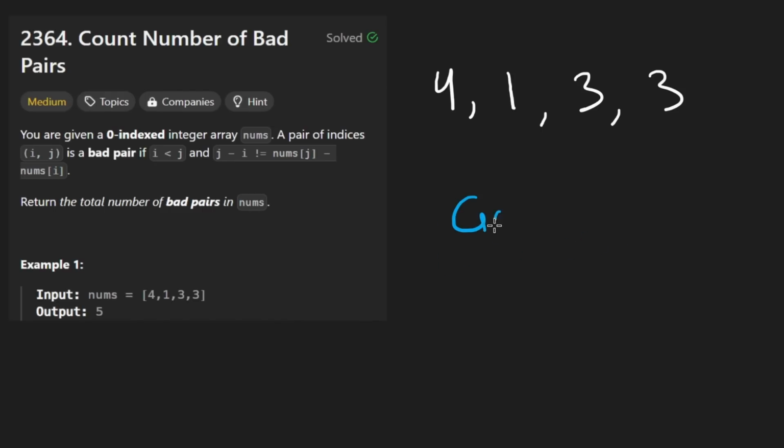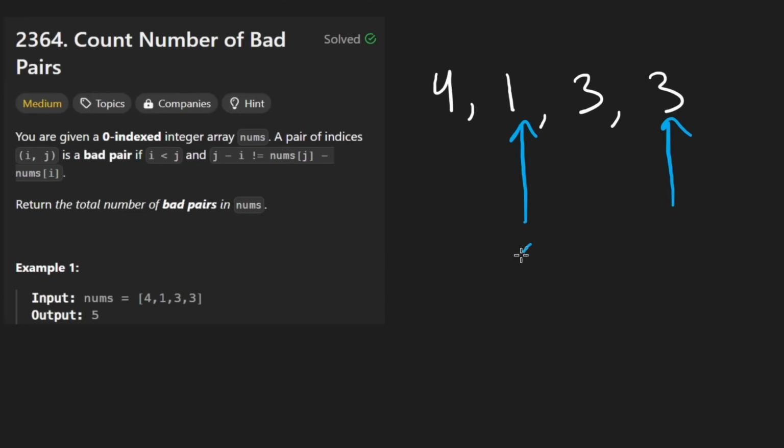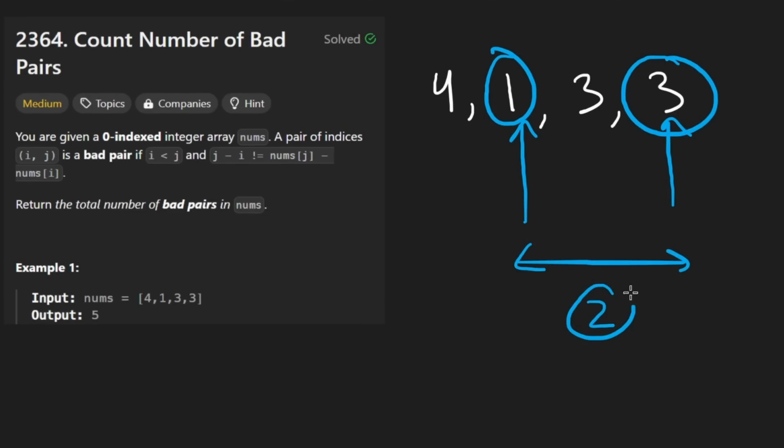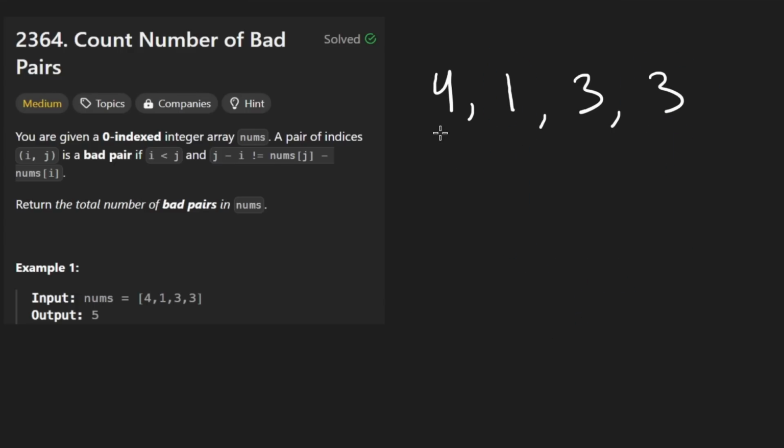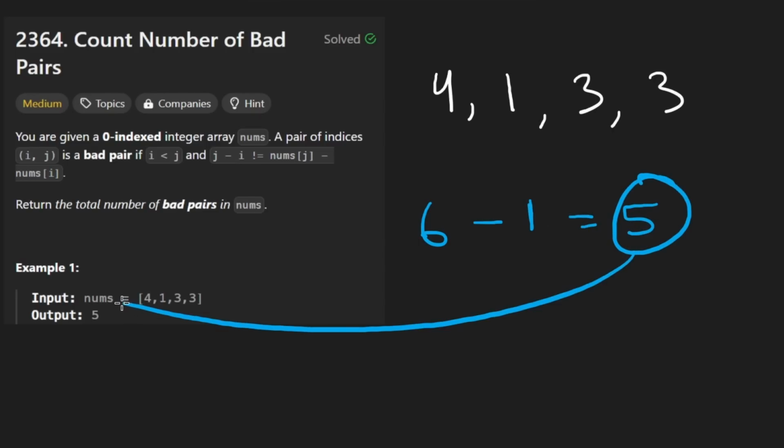Let's see what a good pair actually looks like. In this example, we do have one good pair. We have this and this. So the distance between these two is 2, and the difference between these elements is also 2. Thus, it's a good pair. So I think that's the only good pair in this input. If we count the total number of pairs, we have 1, 2, 3, 4, 5, and 6. So 6 total pairs. We have one good pair. If we get rid of that good pair, then we have 5 pairs remaining, which are all bad pairs. And that's the solution to this first example.